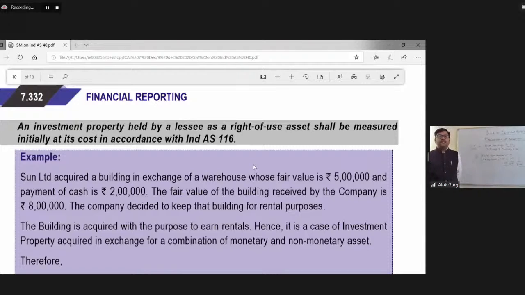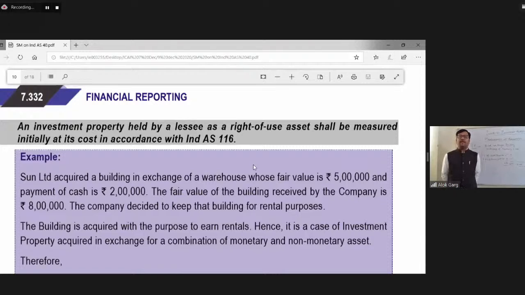So Sun Limited is a company which acquired a building in exchange of a warehouse whose fair value is 5 lakh and payment of cash is rupees 2 lakh. So Sun Limited is acquiring an investment property, and in return, Sun Limited is giving a property, plant and equipment, which is a warehouse, and the fair value of warehouse is 5 lakh and the cash payment is 2 lakh. The fair value of the building received by the company is rupees 8 lakh. So fair value of asset acquired is given, which is 8 lakh, and fair value of asset given up is also given, which is 5 lakh for warehouse and 2 lakh rupees cash.